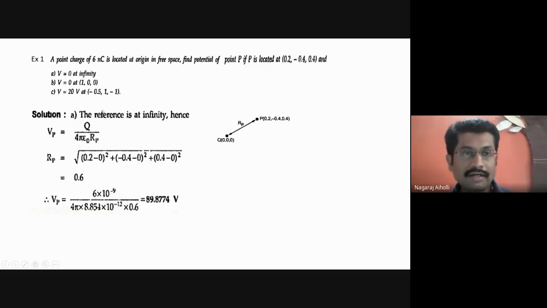Look at the given condition here: V is equal to 0 volts. That means if we substitute into the potential equation, equate it to 0, and simplify, we'll get the value of C first.